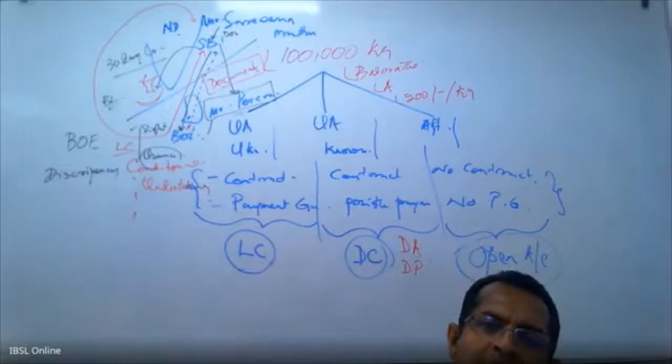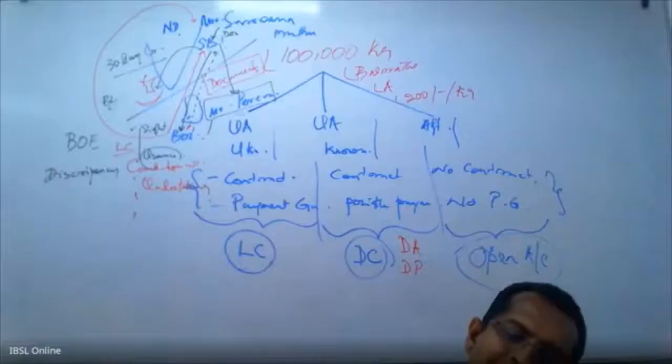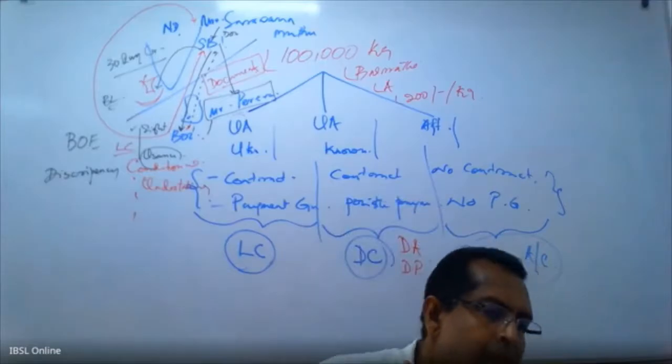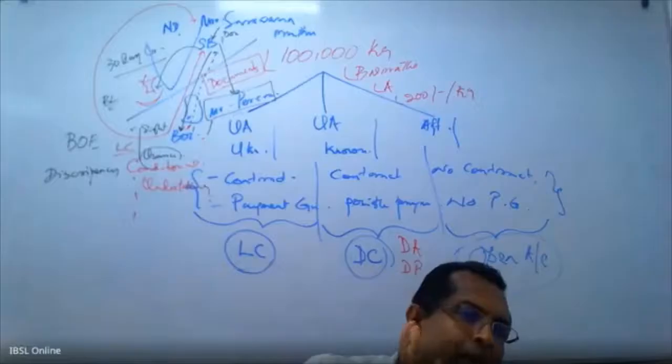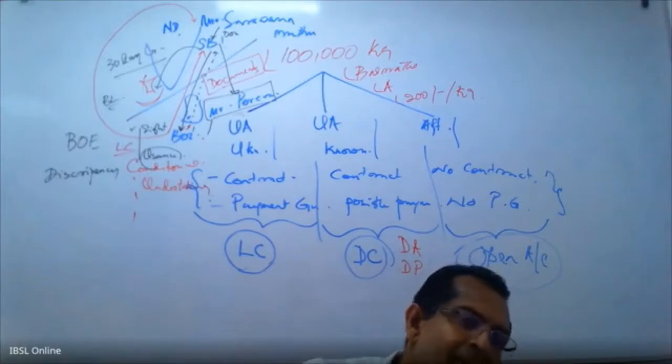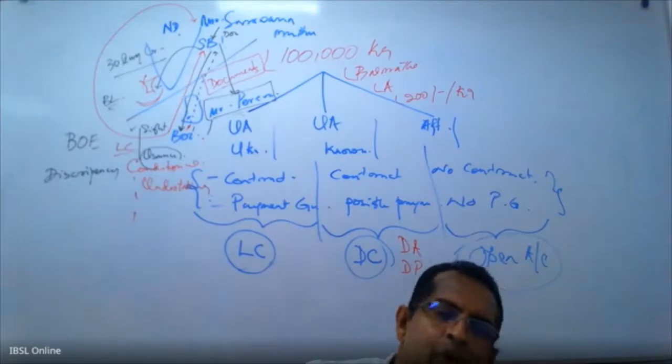Any question? When it comes to avalization, how do avalization documents work? Avalization is, see, with DA documents we don't guarantee. If the customer pays, we send you the money. But under avalization, we confirm the payment on behalf of the customer. That's called avalization.